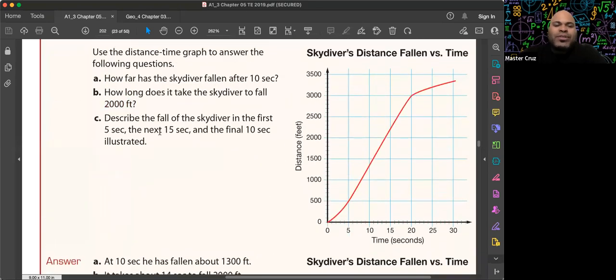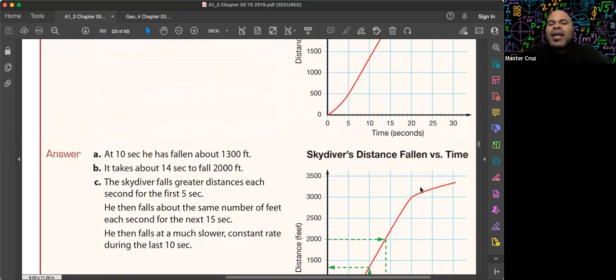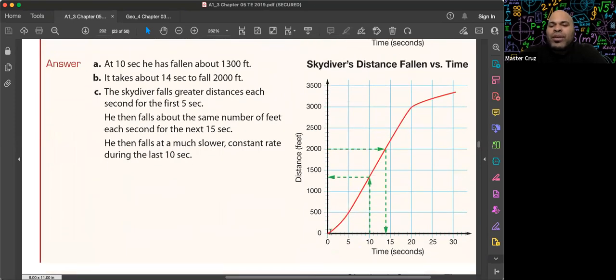Now, the last question says, describe the fall of the skydiver in the first 5 seconds, then next 15 seconds, and then final 10 seconds illustrated. So when we look at this graph, it looks like there's 3 different types of slopes, right? From 0 to 5 seconds, something happens. It looks like the diver falls greater distance each second for the first 5 seconds. And we know that because it's increasing, okay?